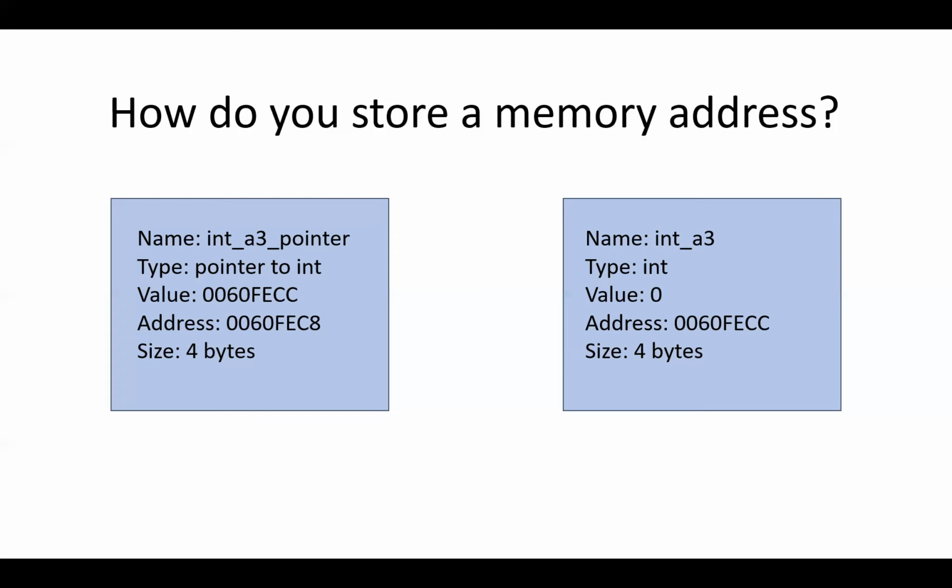Now, what's the relationship between these two variables? Well, it turns out the value that was stored in our int_a3_pointer is the address of our int_a3. So essentially what is happening is the variable on the left is being used to point to the variable on the right.